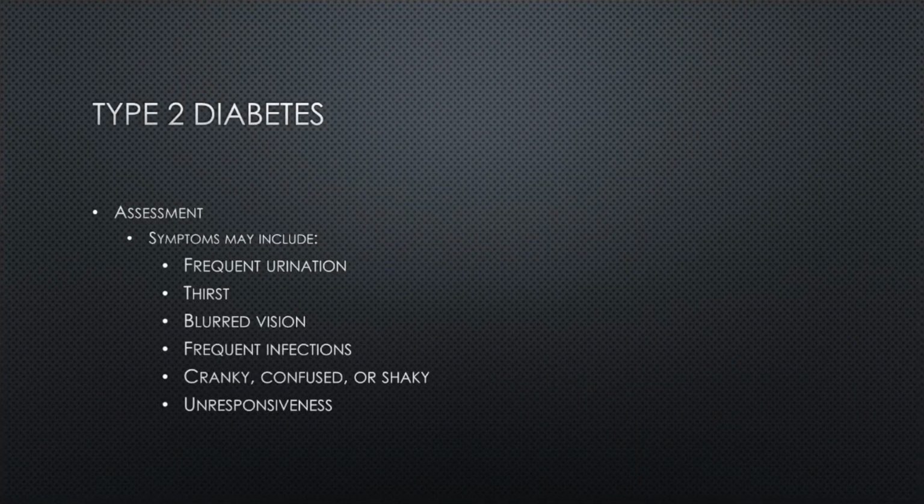There are many signs and symptoms associated with type 2 diabetes. Some of the symptoms include fatigue, nausea, frequent urination, thirst, unexplained weight loss, blurred vision, frequent infections and slow healing of wounds. They might just be overall cranky, confused, or shaky, unresponsive, or they might even have a seizure. Same as type 1 diabetes. All of these symptoms are synonymous for both type 1 and type 2.